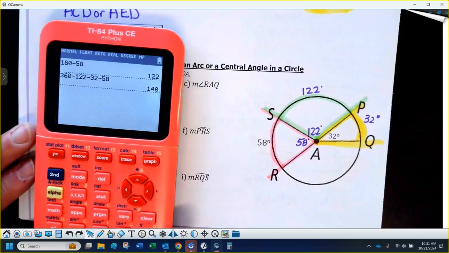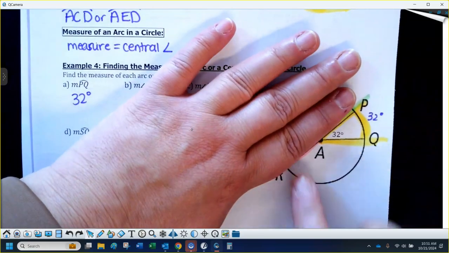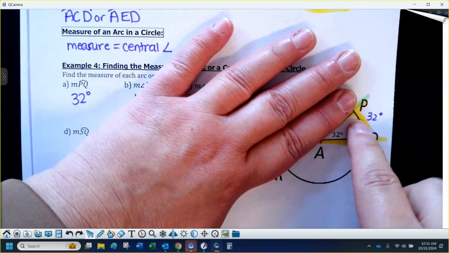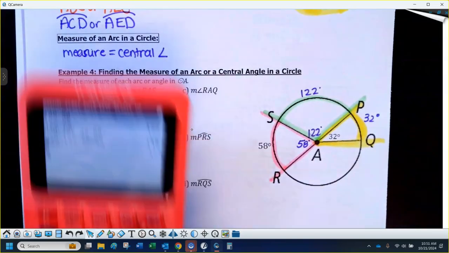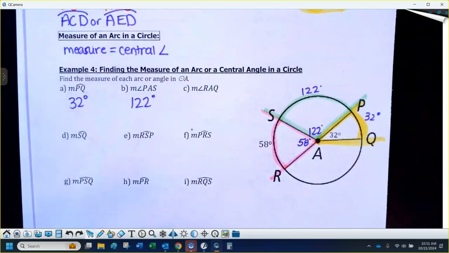Okay, I'm going to show you this 148. I'm just going to show you this real quick. I could also use that this is a diameter, goes right through the center. So the 32 and this angle would have to add up to 180. So the other thing I could do is 180 minus 32, and it gives you the exact same answer. Depending on what you have going on in the diagram, you might have some more options to work with as you go through these problems.